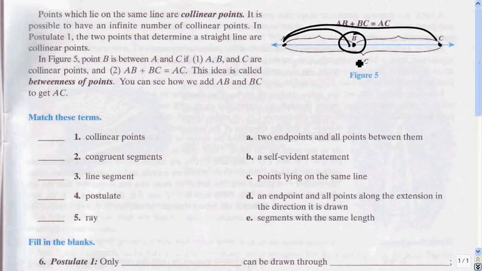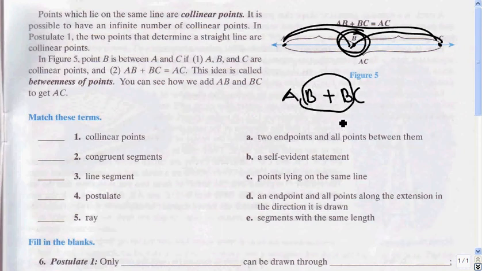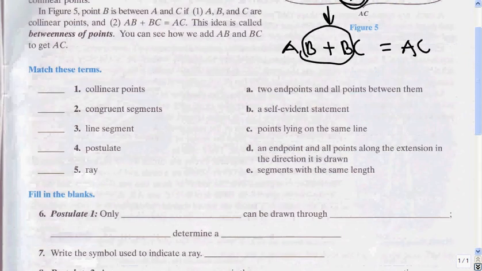So if we add A and B together, and then we add B and C together, we get AC, and B would be the between point, or the betweenness of points. If we were to write it out, AB plus BC, B is the joining point, or the point that's between A and C, and when we add them, we get AC. This concept where B is in the middle joining A and C is called betweenness of points. All this is going to come together once we start doing theorems and proofs and postulates.